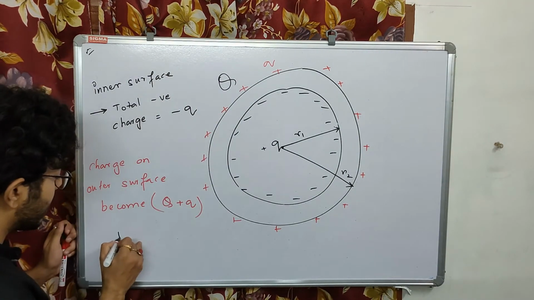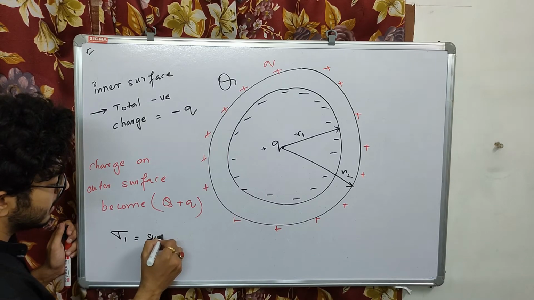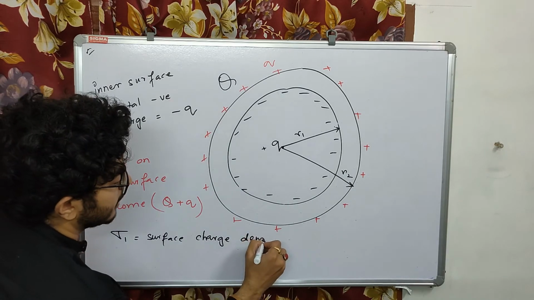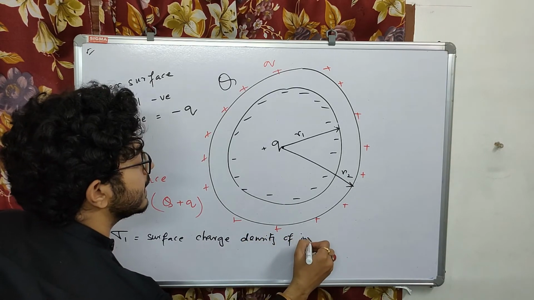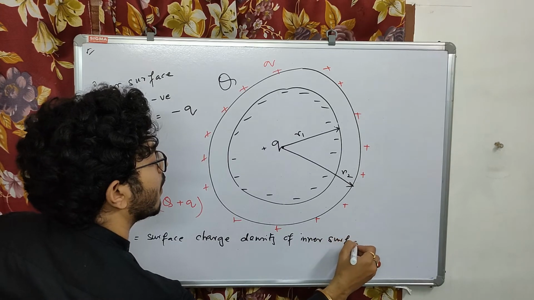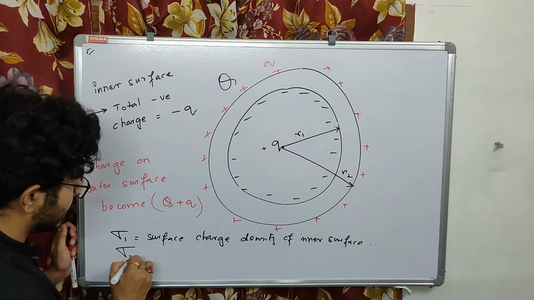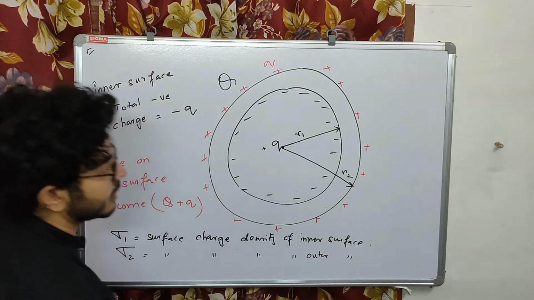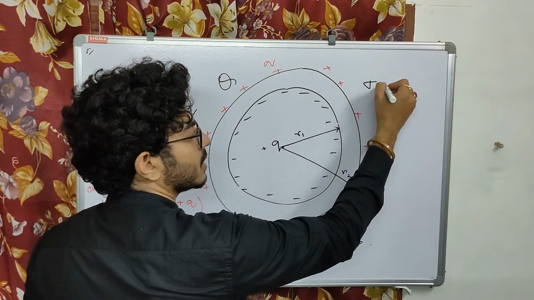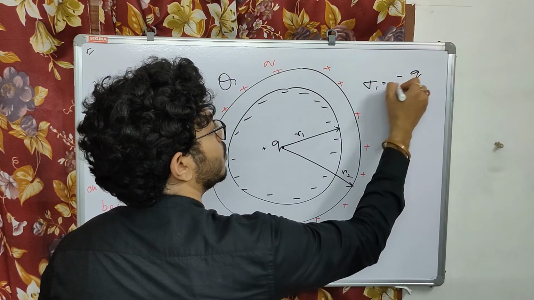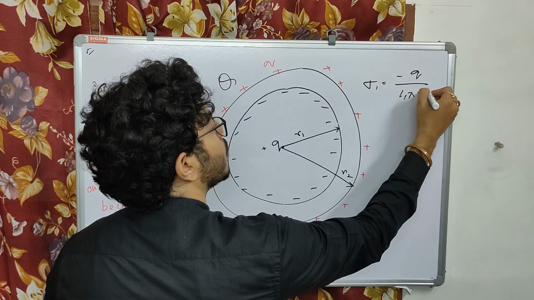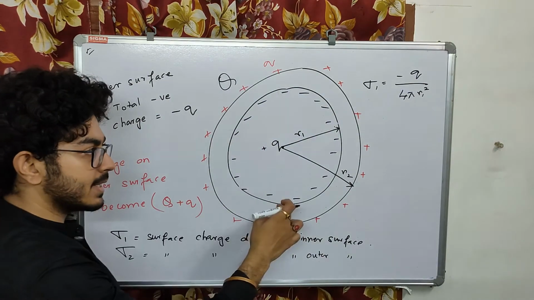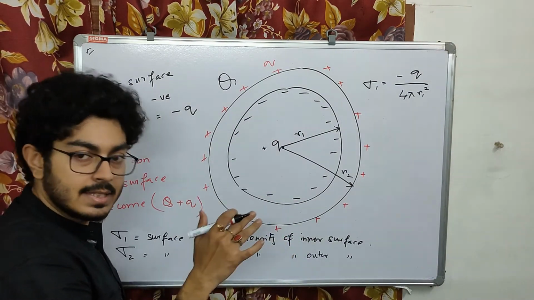So let sigma 1 be the surface charge density of the inner surface and sigma 2 the surface charge density of the outer surface. Therefore sigma 1 becomes minus q by 4 pi R1 squared. Total charge on the inner surface divided by total area, that is the surface charge density.